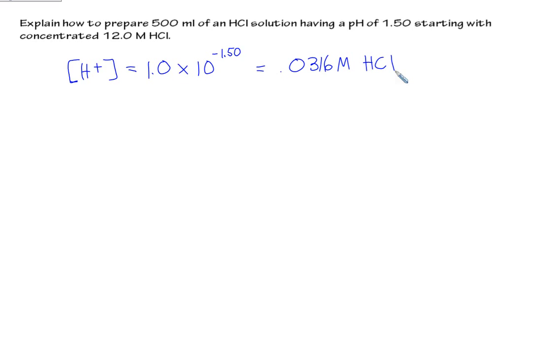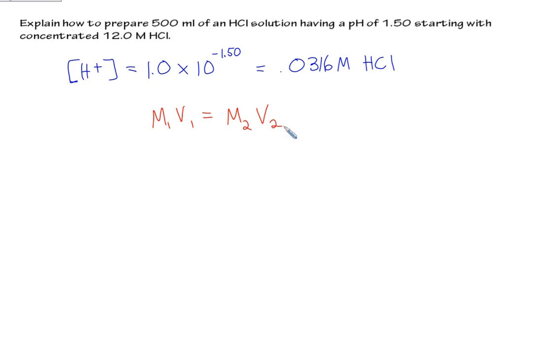HCl has one acidic hydrogen. So if I find the concentration of the hydrogen ion, it is the concentration of the HCl solution. Okay, so that's what we want. But we're starting with concentrated 12 molar. This equation is not in the AP packet. I kind of wish it was, because it's very useful and we're going to use it a lot. So you might as well get comfortable with M1V1 equals M2V2. We can use this for dilutions.